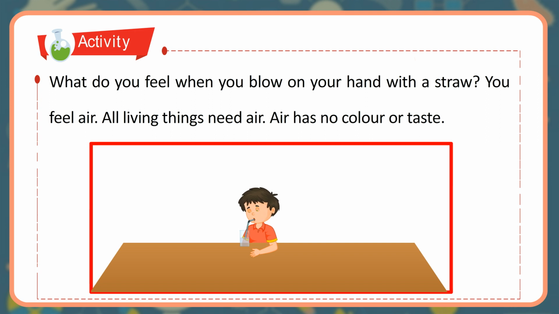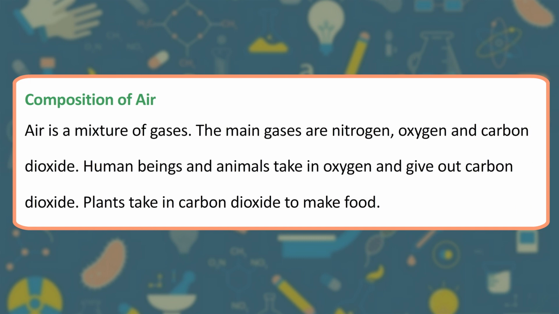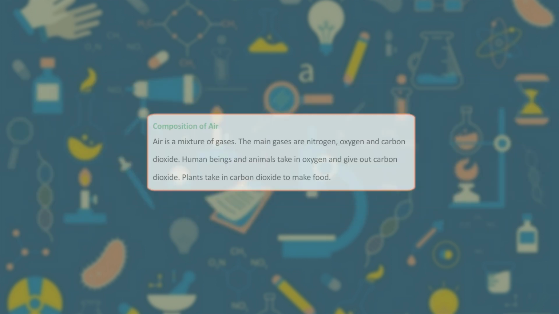Air has no color or taste. Composition of air. Air is a mixture of gases. The main gases are nitrogen, oxygen and carbon dioxide. Human beings and animals take in oxygen and give out carbon dioxide. Plants take in carbon dioxide to make food.